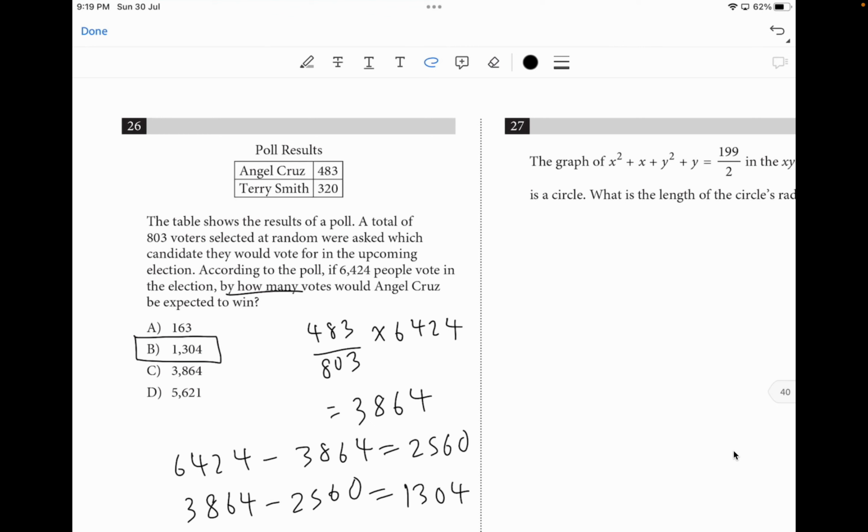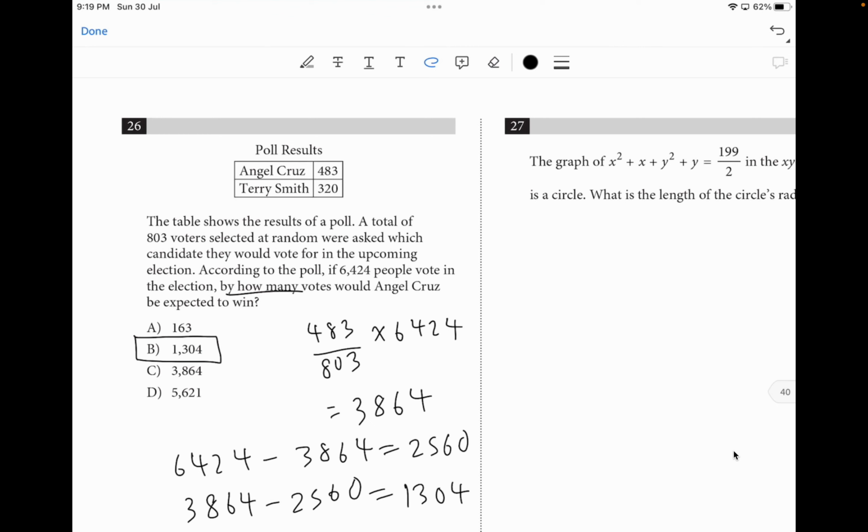So for this type of question, we have to know the circle equation. If we know what the circle equation is, it's actually (x minus h) squared plus (y minus k) squared is equal to r squared.